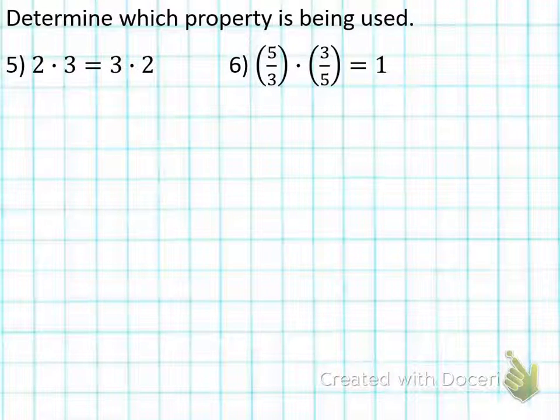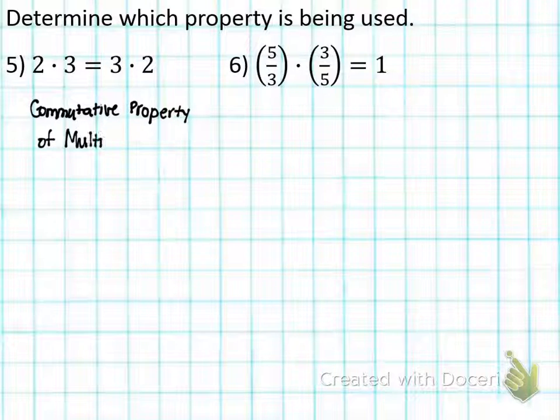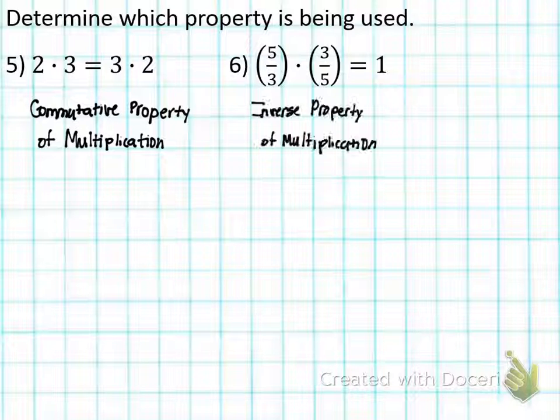Number 5. Number 5 is like number 3. What do you think it is, everyone? Commutative property of multiplication. And then the last one. That'll be the hardest one of the day. What do you think it is? Inverse. Turn to your neighbor. Explain it to your neighbor. What is it? Okay. Inverse property of multiplication.